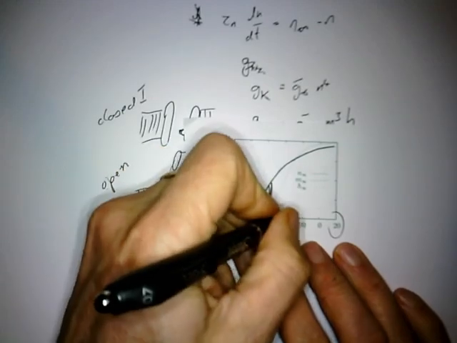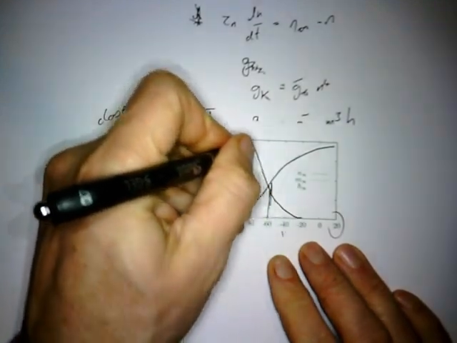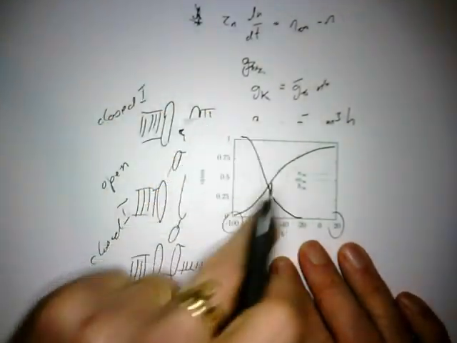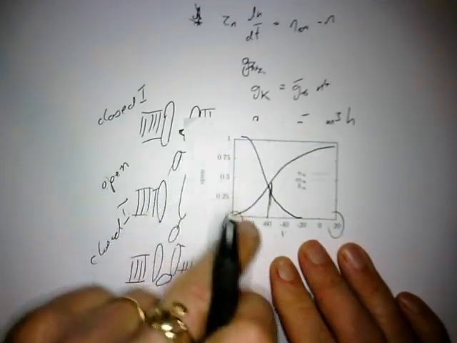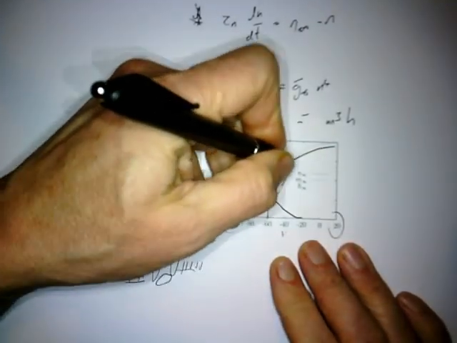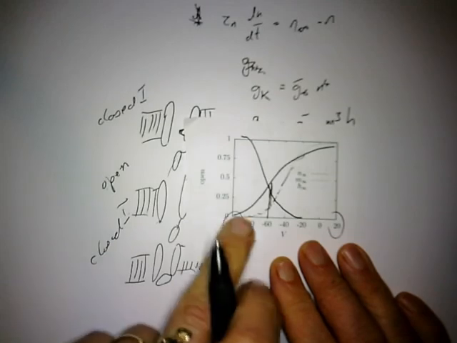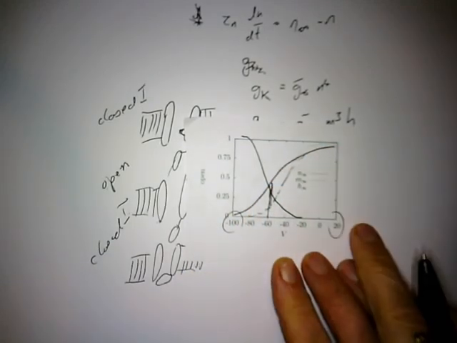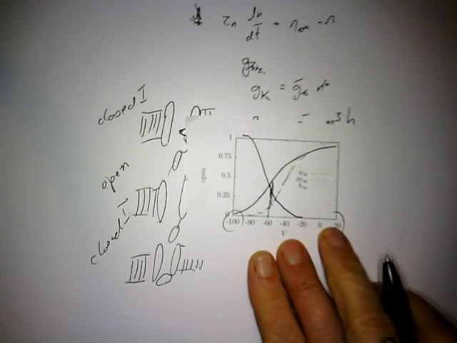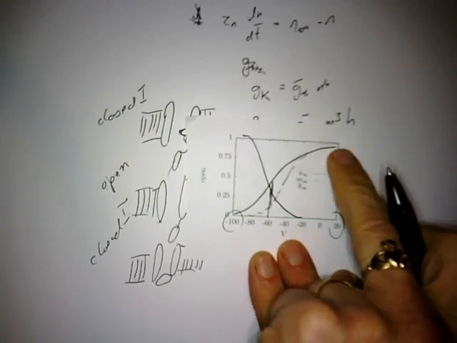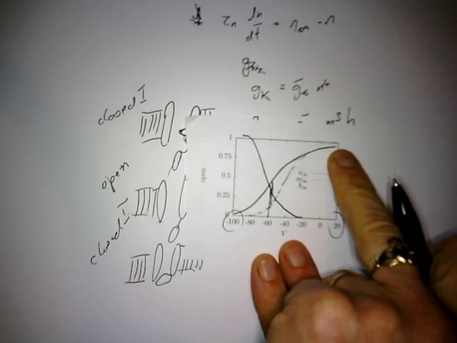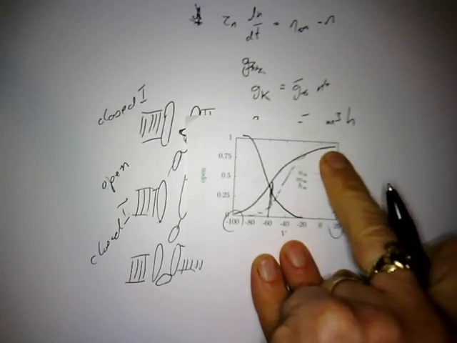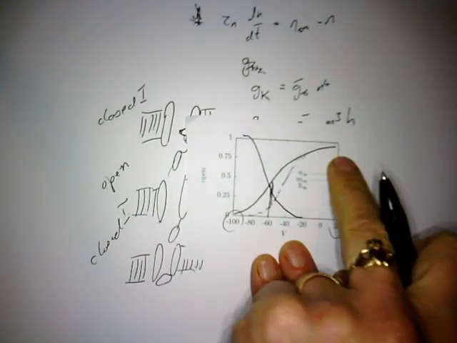And conversely, this is a picture of the infinity values. So here, that's the h gate. You can see it's completely the other way around to the m gate, and the m gate is here, and the n gate we drew before. So these are the opening gates. These are the gates where they get up to 1 as V heads towards 20 millivolts. So the higher the voltage, the more open the sodium gate is, and the more open the potassium gate is, as far as M and N are concerned.